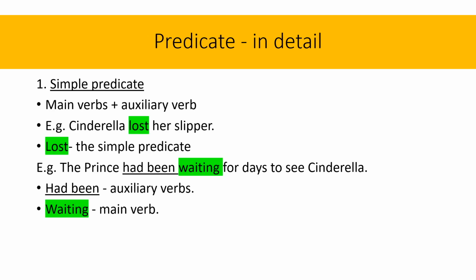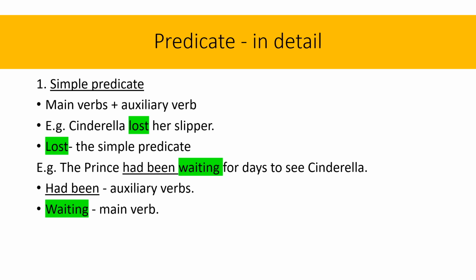Let's have a look at predicates in detail. First of all, we're going to look at the simple predicates. What this means is it is the main verb plus your auxiliary verb. Remember, an auxiliary verb is a helping verb. So, for example, we have Cinderella lost her slipper. Lost is the simple predicate.